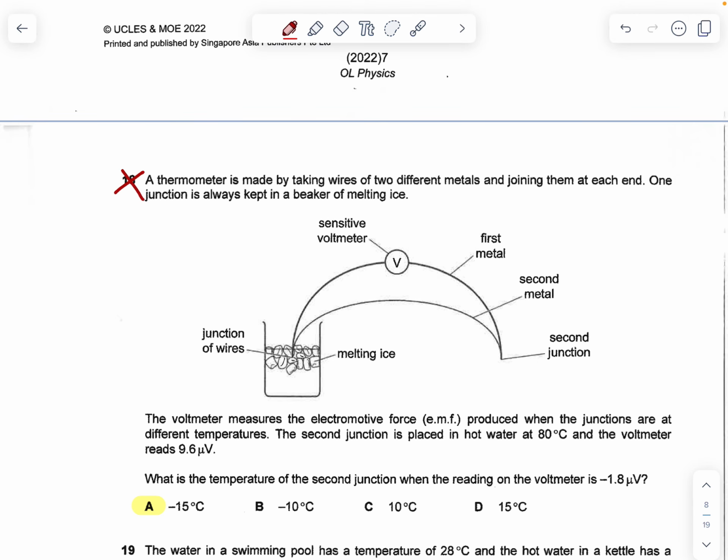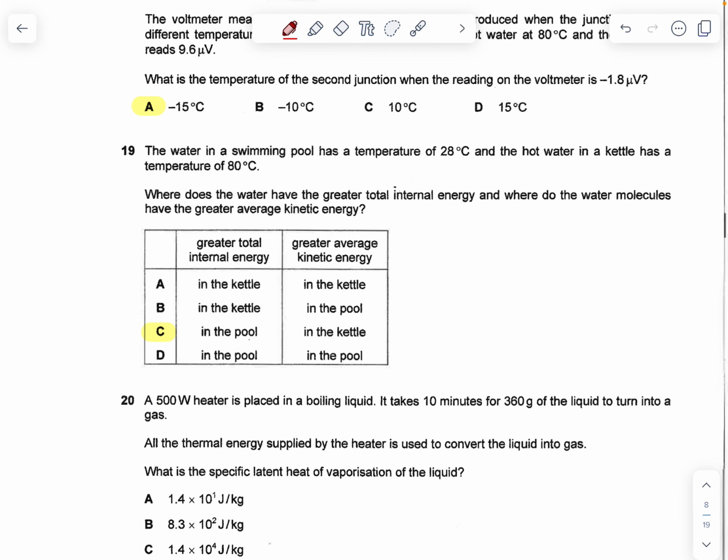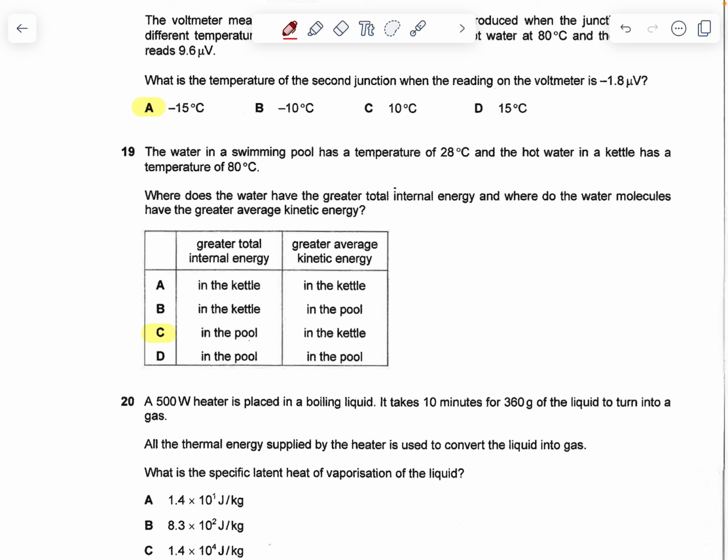Question 18 is not tested. Next. Question 19. The water in the swimming pool has a temperature of 28 degrees C. The hot water in the kettle has a temperature of 80 degrees C, which is much higher than the swimming pool water. Where does the water have a greater total internal energy, and where do the water molecules have a greater average KE? So internal energy consists of IPE plus IKE.